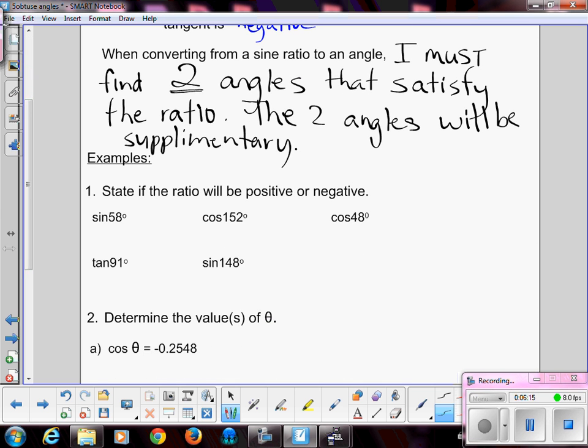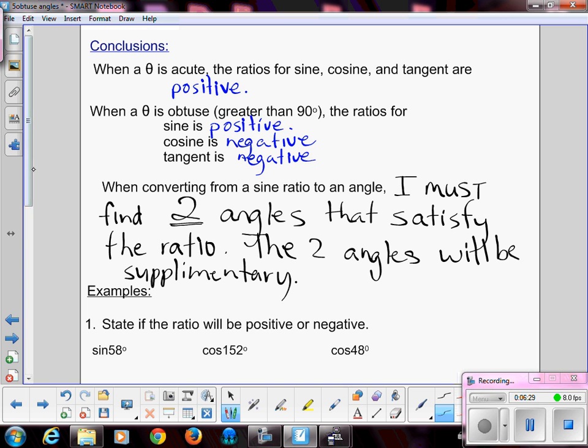So, first of all, I want to state if the ratio will be positive or negative. Okay, so I don't care what the number is. I just want to know, will it be positive or negative? So, if they're acute, remember, all of them were positive. If they were obtuse, sine was positive and the other two were negative.